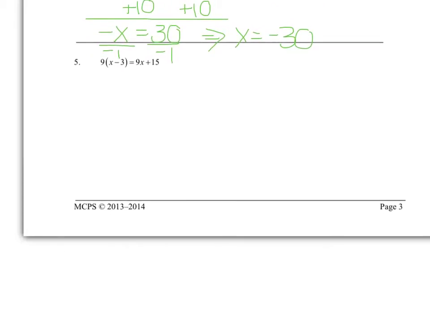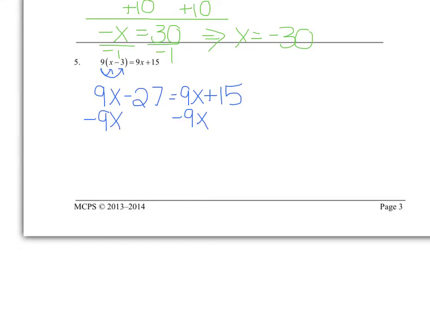All right, finally, for number 5, I have to do the distributive property again. So I'm going to distribute 9 to both terms, and we get 9 times x is 9x, and 9 times -3 is -27, and that equals 9x plus 15. I want to get rid of my x's on this side. Again, that's what I personally choose to do, but there's more than one way to do it. So I'm going to subtract 9x on both sides.